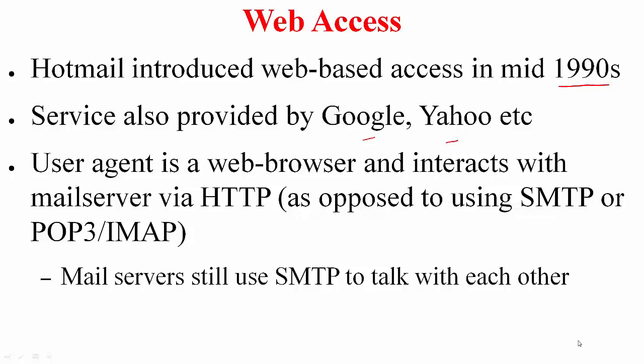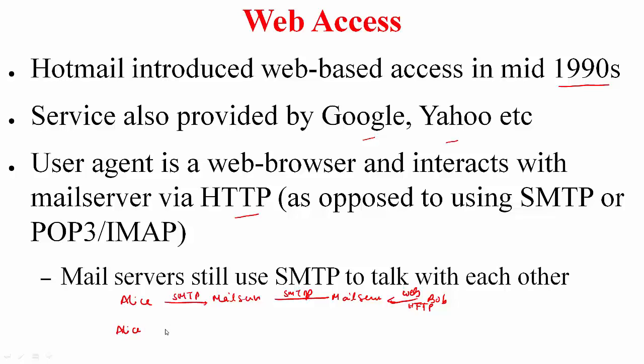The difference here is that the user agent now is a web browser which is going to interact with the mail server via the HTTP protocol as opposed to using SMTP or POP3 or IMAP. But notice that the mail servers still use SMTP to talk with each other. It is just the users that will use HTTP. For example, if Alice were to use Thunderbird to send a message, she will send it via SMTP to her mail server, which will again send via SMTP to Bob's mail server. And Bob may access this mail via the web interface over HTTP.